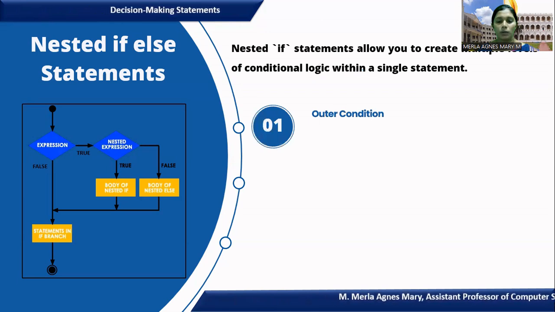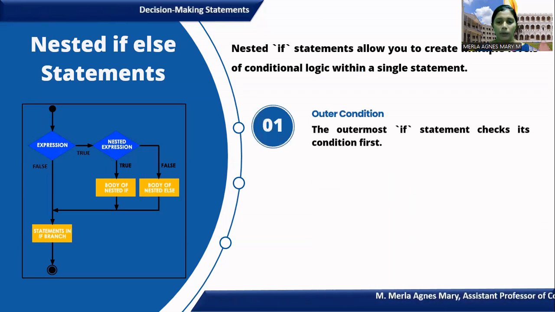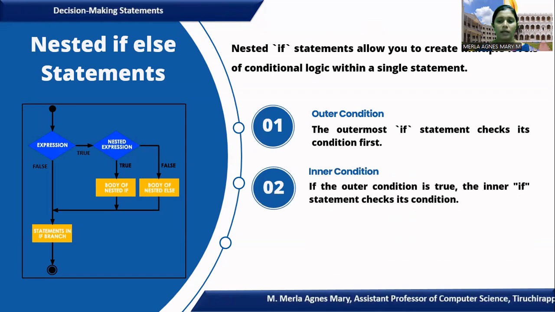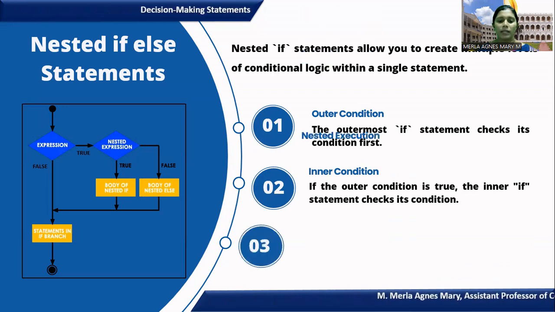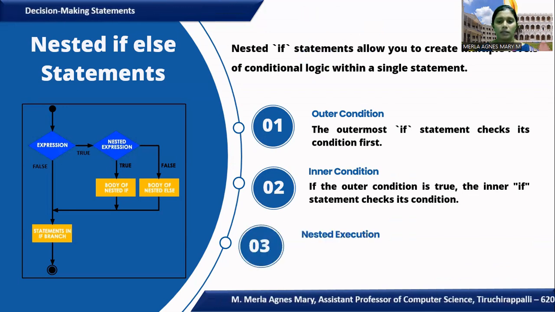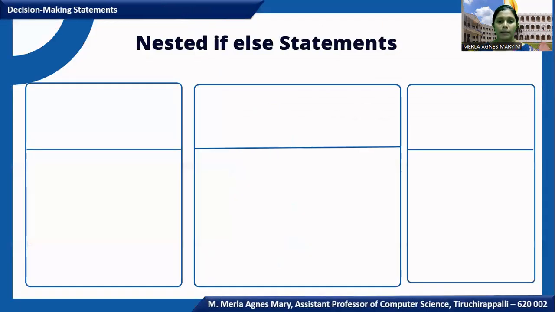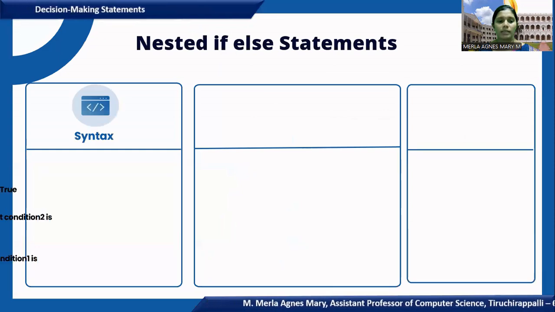So first the outer condition will be evaluated. Then the inner condition will be evaluated, and if the inner condition is true, it prints the if statement. Otherwise, it moves into the else part, and then the nested statement will be executed, and then the program will be exited. Let's see the syntax.